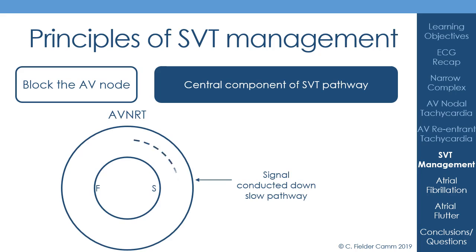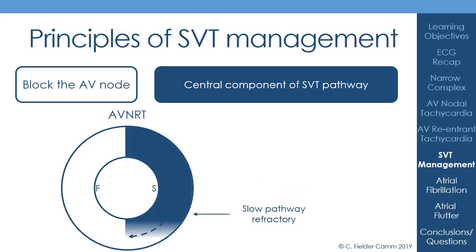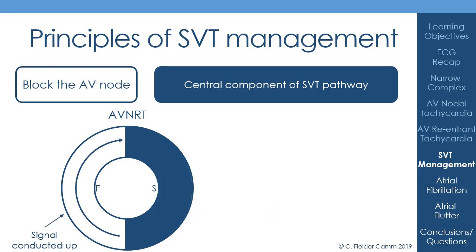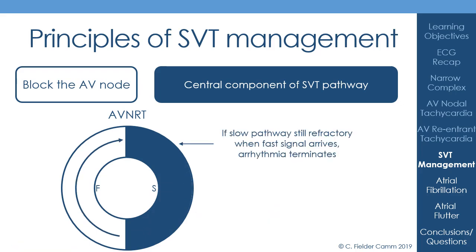And so here you can see you've got AVNRT, you've got the signal conducted down that slow pathway, and then it's coming back up the fast pathway. If when it comes up that fast pathway, that slow pathway is still refractory, then the arrhythmia will terminate. Okay, so that's all you've got to do. You've just got to make it refractory long enough to stop that signal going back down the AV node.